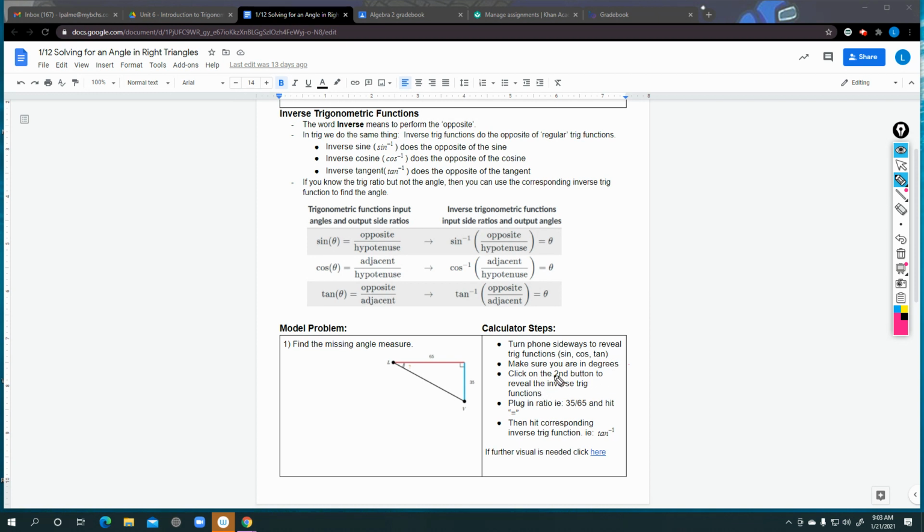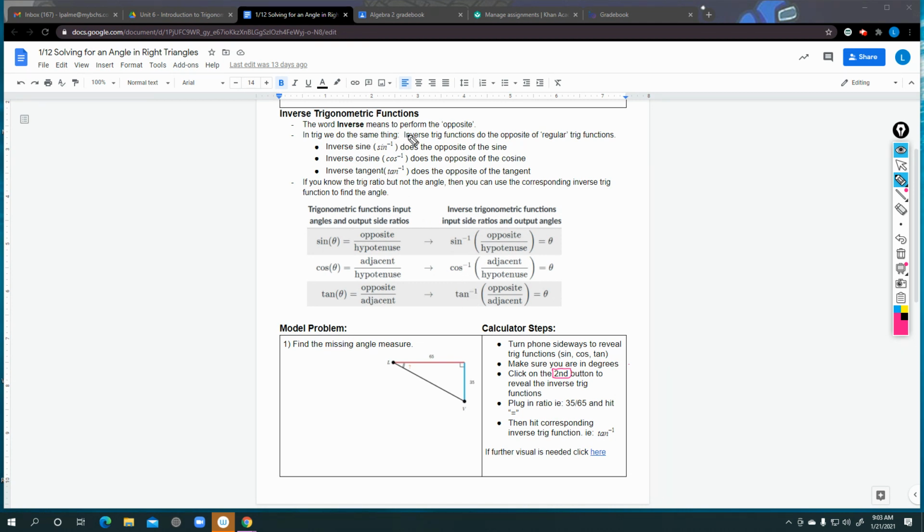Then you're going to want to hit the second button. It's a button that just has the word second in it, and it will reveal the trig. Sine, cosine, and tangent will turn into sine to the -1, cosine to the -1, and tangent to the -1, just like we see here.